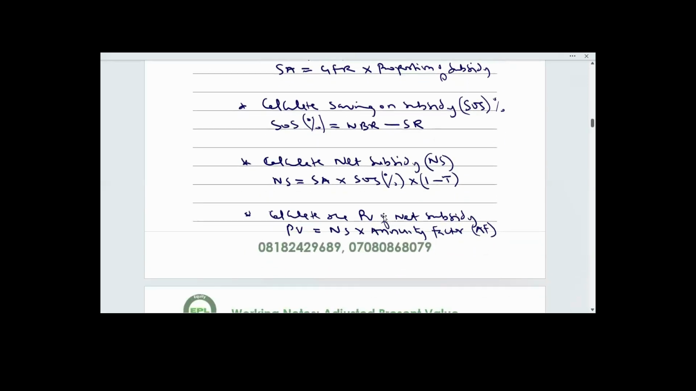So just go ahead in this step 4 for calculating PV of net subsidy. After you have determined the net subsidy, just multiply with the annuity factor. Once you do that, you keep it on one side and go on to do the last one, which is 3C now. For 3C, you calculate the PV of tax saved on interest, the interest on subsidized loan and the interest on the normal borrowing. So you need to calculate the present value of the tax saved on them.